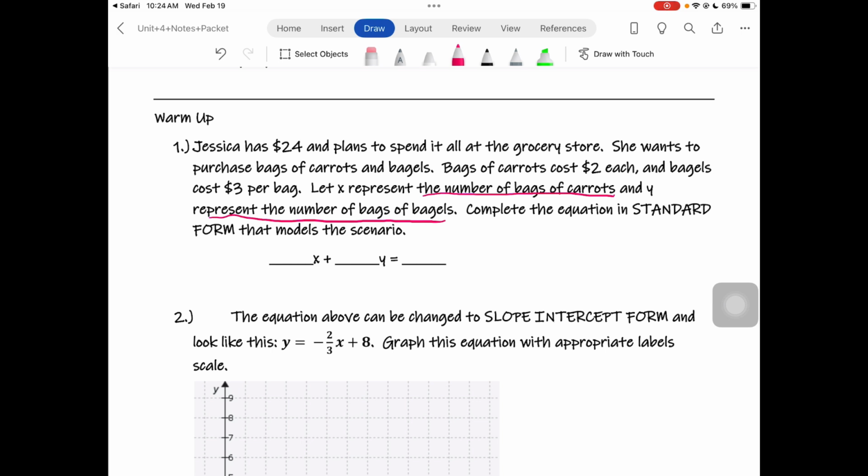So this is pretty easy. Take a minute to think about it. You can pause the video. So carrots cost $2 each, and bagels cost $3 per bag. And we know that she has $24 and plans to spend it all at the grocery store. So there's the equation.